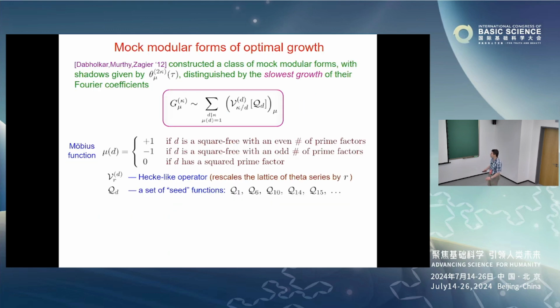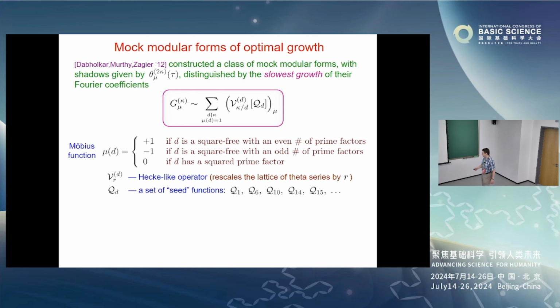In fact, what they did, they constructed precisely such mock modular forms with the additional condition that they have the slowest growth of their Fourier coefficients. We do not care at all about this condition, but why not take it as a solution of our problem? Any solution will suit us. The constructed solution is a certain linear combination of some Hecke-like operators acting on certain kinds of seed functions. Each seed function appears as soon as kappa is equal to a square-free integer with an even number of prime factors, so the Möbius function should be equal to 1. So you see that they appear for 1, 6, 10, 14, and so on. In their paper, they produced, first of all, these Hecke-like operators. They also computed these functions, so everything is known.